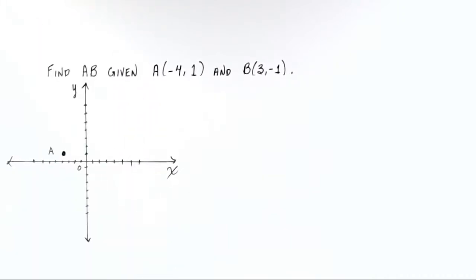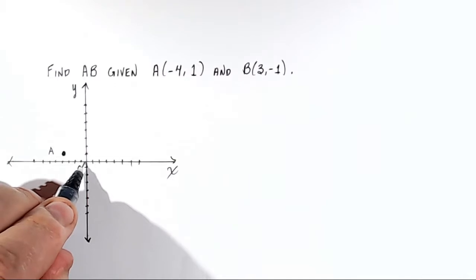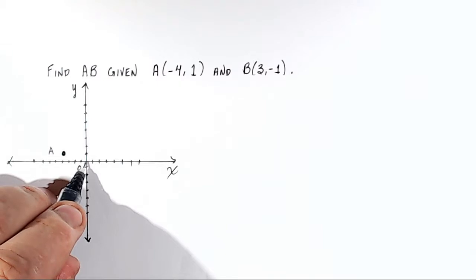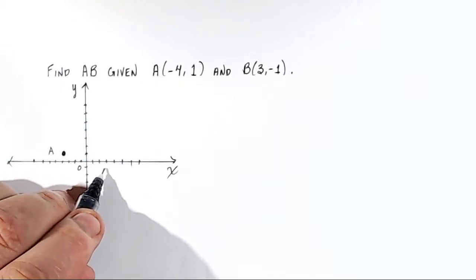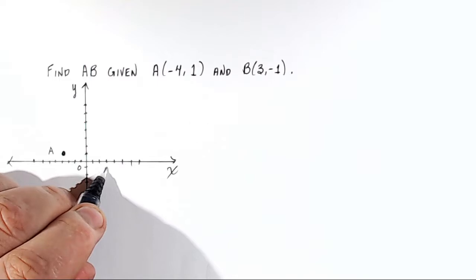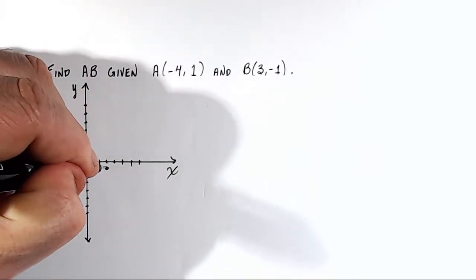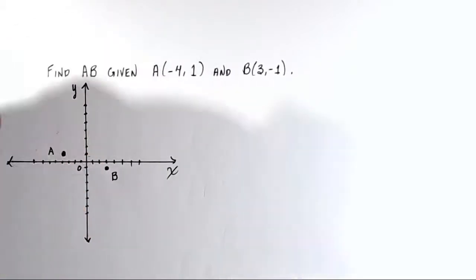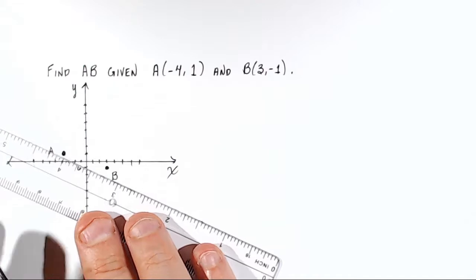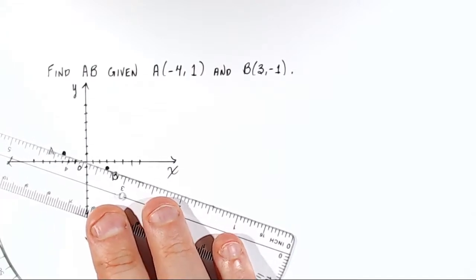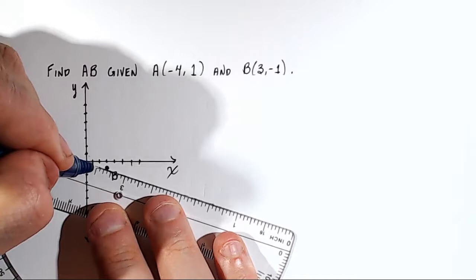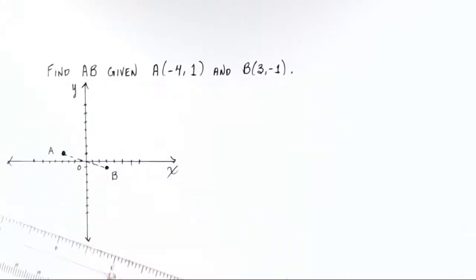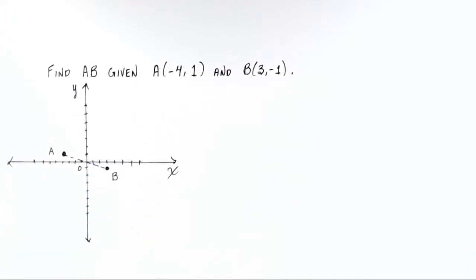All right, where's B? It's at (3, -1). So back to the origin. The x coordinate is 3, the y coordinate is -1. So I go from the origin 1, 2, 3, then down 1, right there. Here is B. And it's asking us to find this distance right here. It's asking us to find the distance between those 2 points.